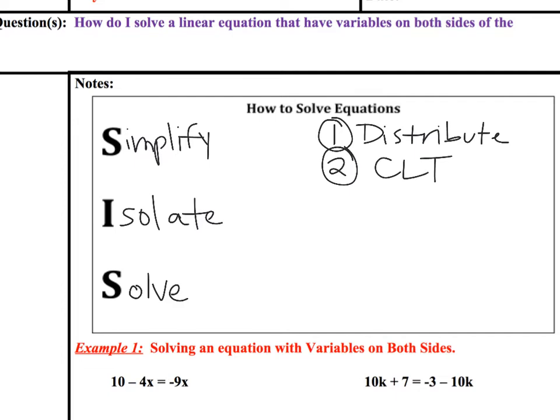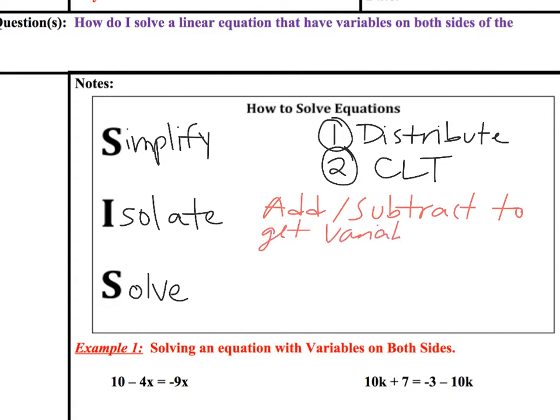What does it mean to isolate? We didn't really do that the other day. Joe? Add to the variables on the other side. Yeah, add or subtract. You'll do one or the other, depending on the sign of that variable, to get the variables on one side. So either add or subtract to get variables on one side.